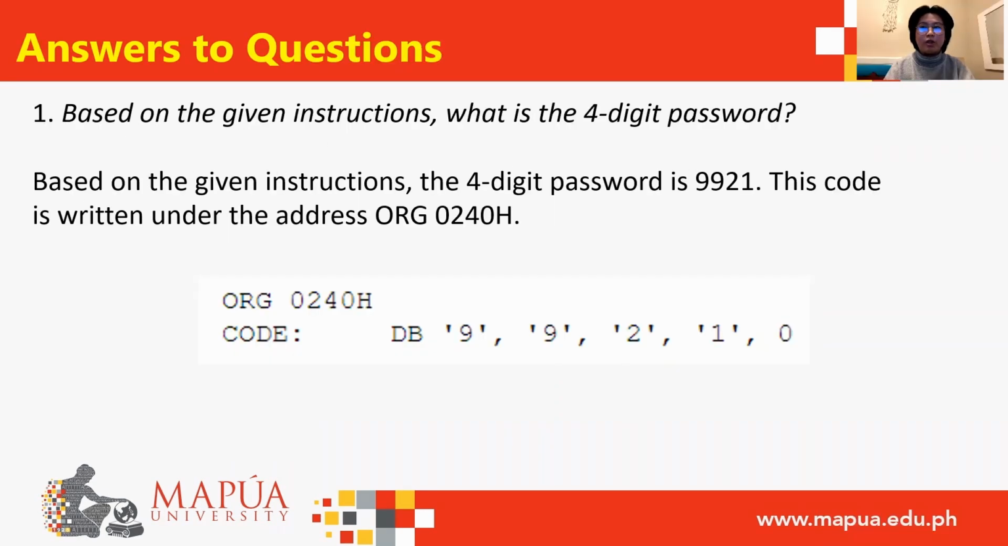Answers to questions. Number 1. Based on the given instructions, what is the 4-digit password? Based on the given instructions, the 4-digit password is 9921. This code is written under the address org 0240H. As you can see on the photo, this is the address and under it is the 4-digit password, which is 9921.